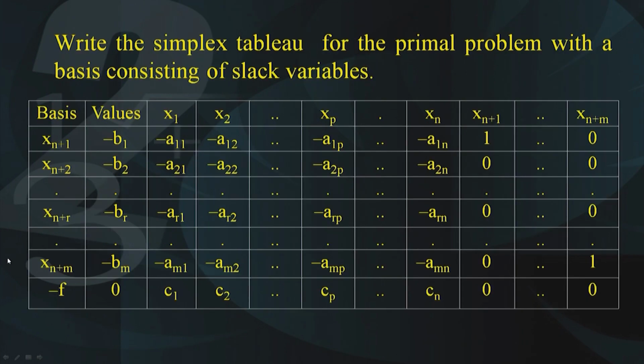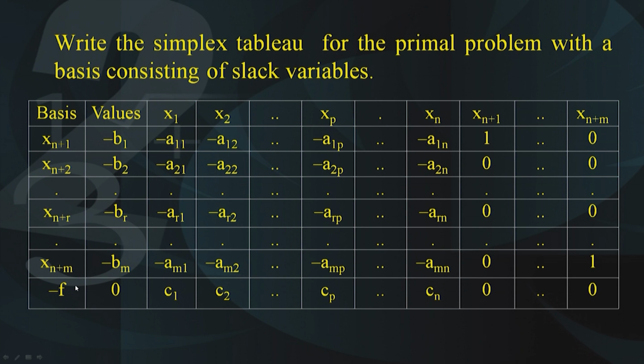So, let us write the simplex table for the primal with the basis consisting of the slack variables. This can be written in tabular form. In the first column we have the basis, in the second column the right hand side, and under every column x1, x2, x3, etcetera, we have their corresponding entries, and in the end we have the basis, that is x_(n+1), x_(n+2), x_(n+m). These entries are the unit vectors 1, 0, 0, etcetera, 0, 1, 0, 0, etcetera, and finally 0, 0, 0, 1.